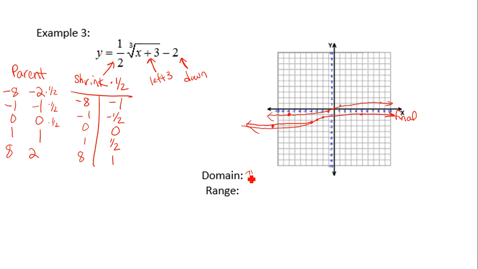Domain and range, all real numbers, ladies and gentlemen. Same idea as what we did with square roots, just different looking starting parent. So it changes the way the graph looks, but the rules still operate the same.